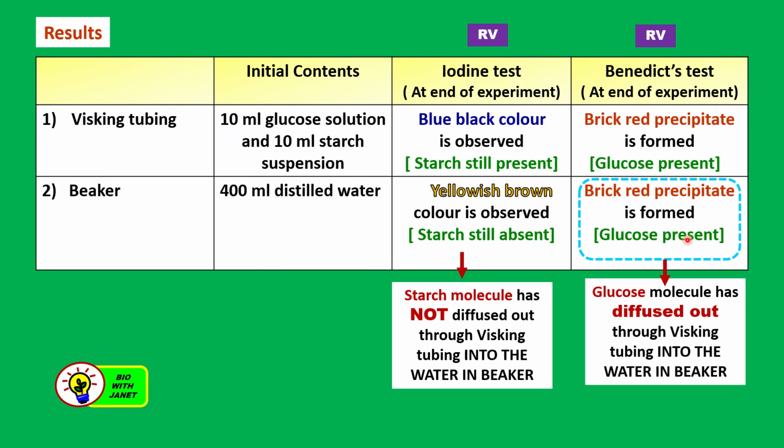Because there's no other reducing sugar in this experiment, glucose is present when you get a brick red precipitate, and this shows you that the glucose molecule has diffused out through the Visking tubing, from inside the tubing into the water in the beaker. It's small enough to diffuse through the pores of the Visking tubing. So you can compare the two results here. The big molecule cannot diffuse out of the Visking tubing, but the small molecule like glucose can.